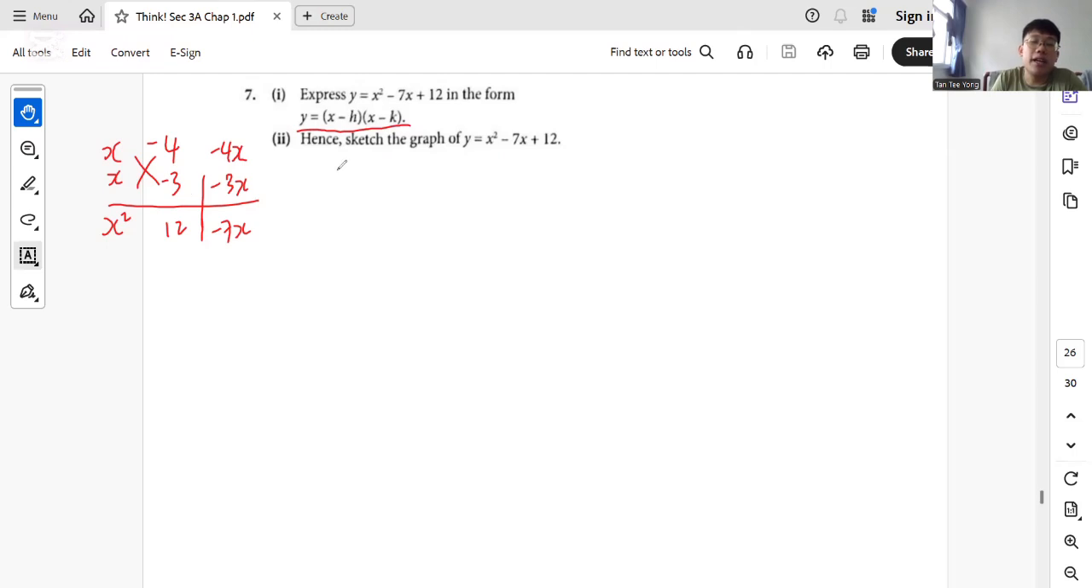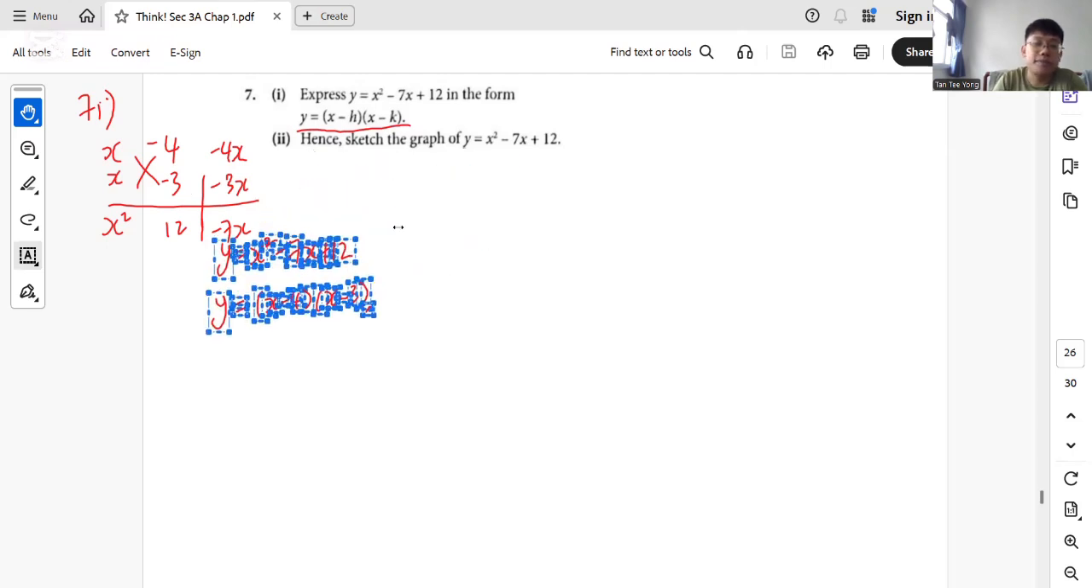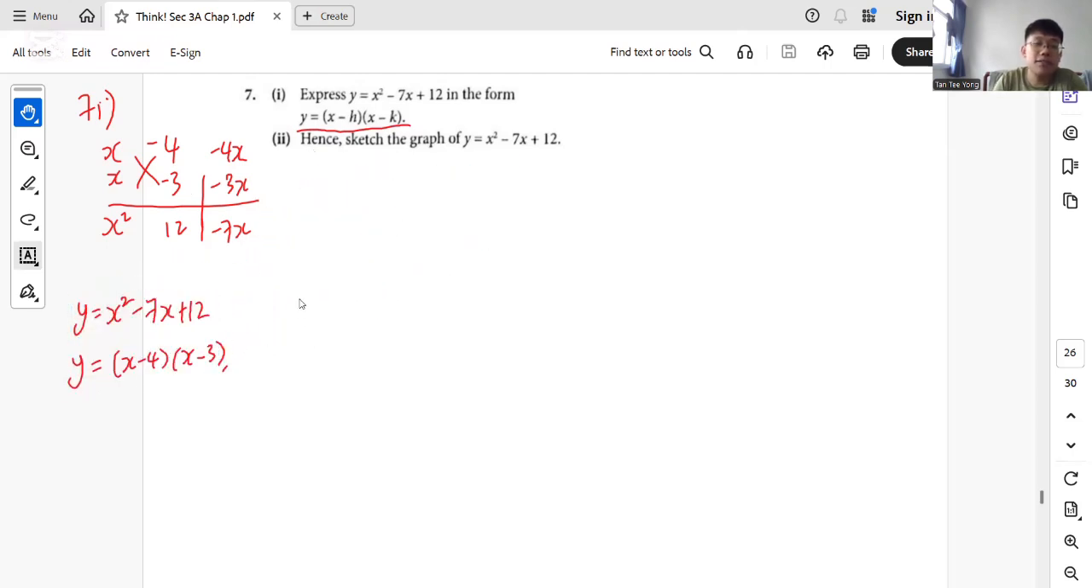So that means, for 7 part 1, y equals x squared minus 7x plus 12, and this can be factorized to become (x minus 4)(x minus 3). Maybe I should shift this below so that I can have more space to draw later. So this is 7 part 1. Okay, let's move on to 7 part 2.